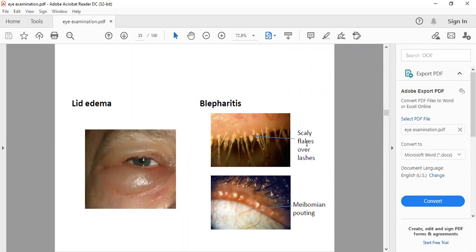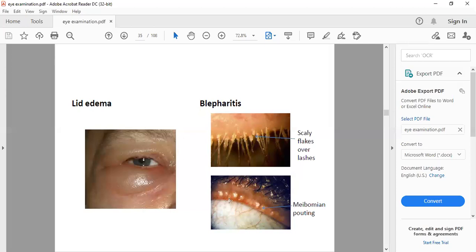These are nothing but scaly flakes because of blepharitis, right? This is a very common condition in which you see white structures or white scales at the root of eyelashes, and this is associated with dandruff of the hair. So this is blepharitis. It is a very common condition, and the treatment is very simple. You can just ask the patient to maintain proper lid hygiene.